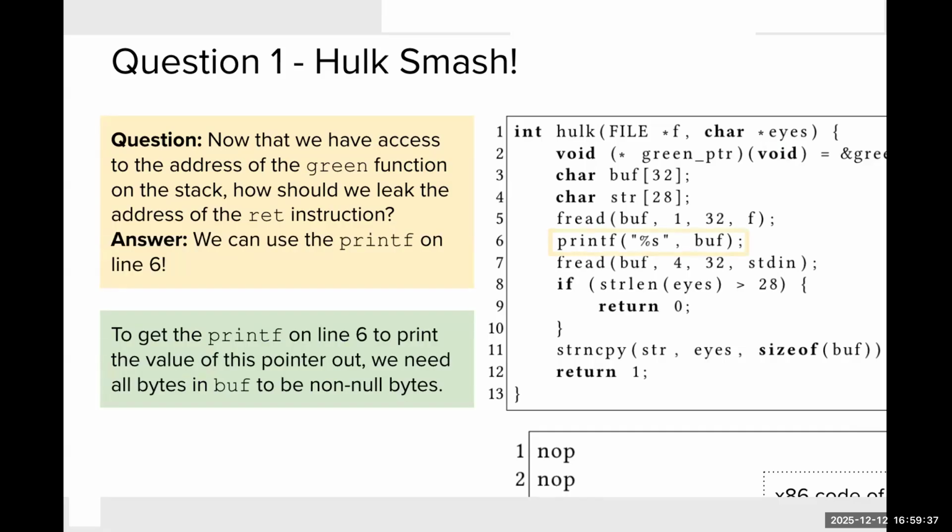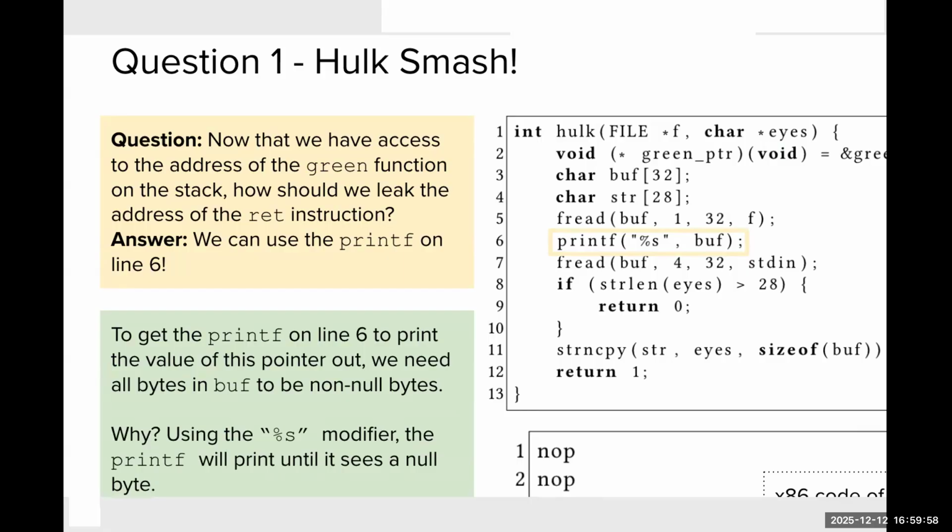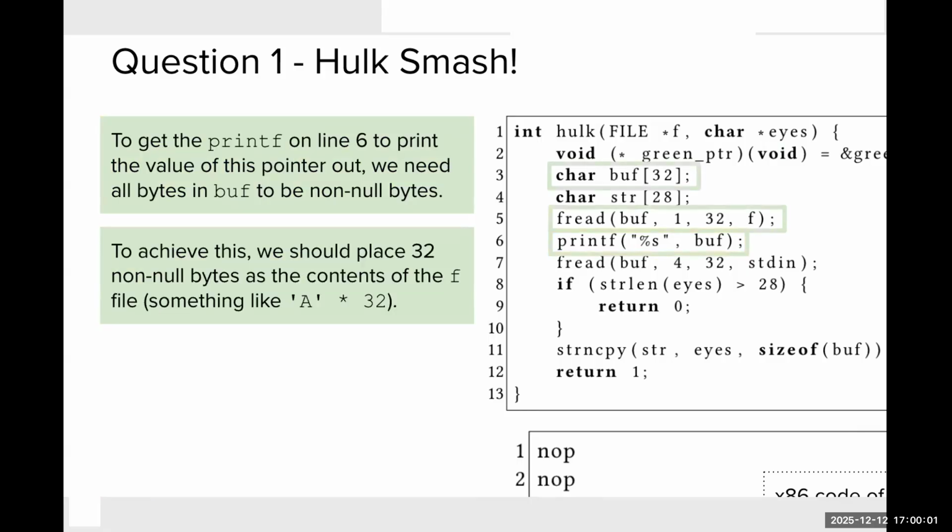Cool. Yeah, so we can use the printf on line 6. And what that means is that all of the buff array needs to be non-null bytes. If there is a null byte inside the buff array, the printf will stop printing at that null byte, and we won't be able to see the green function pointer address. So we can use the fread on line 5 to fill up the buff to be just 32 bytes of garbage, where the garbage is non-null.